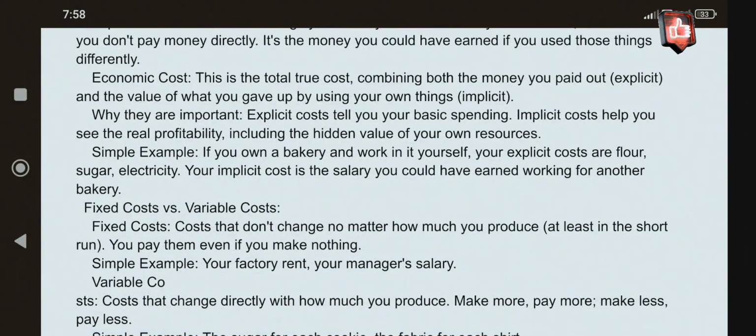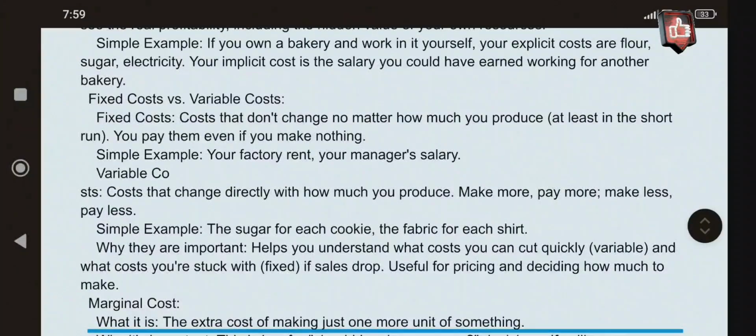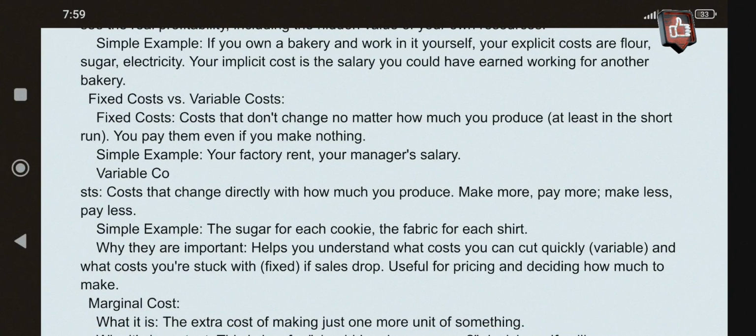Why they are important. Explicit costs tell you your basic spending. Implicit costs help you see the real profitability, including the hidden value of your own resources. Simple example: if you own a bakery and work in it yourself, your explicit costs are flour, sugar, electricity. Your implicit cost is the salary you could have earned working for another bakery.